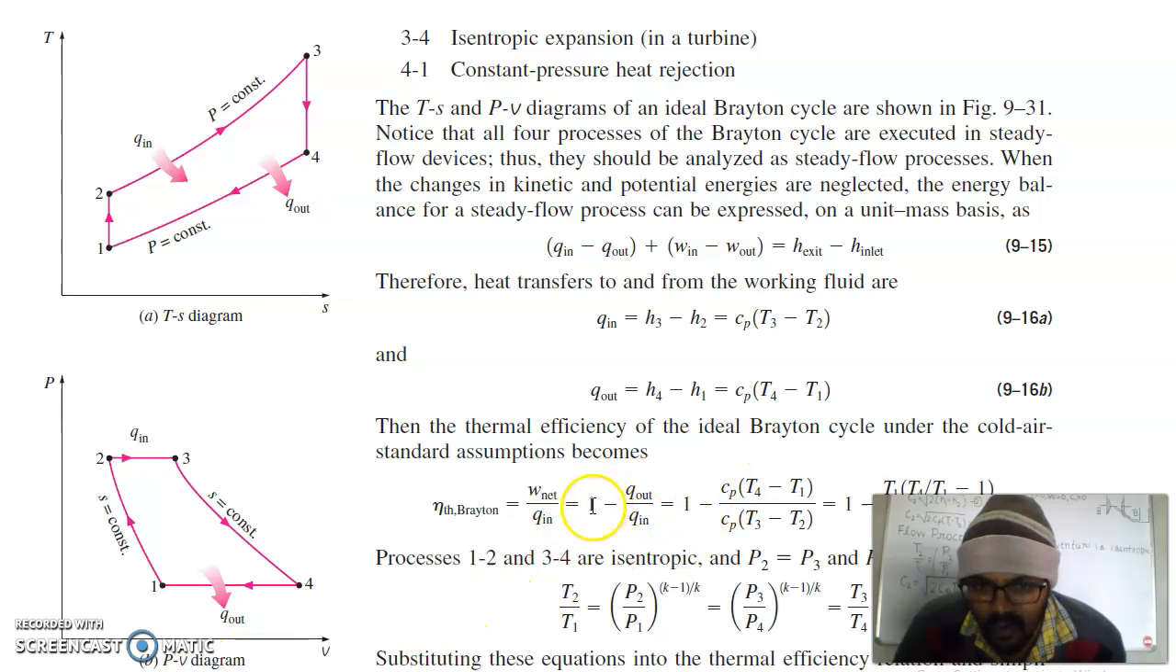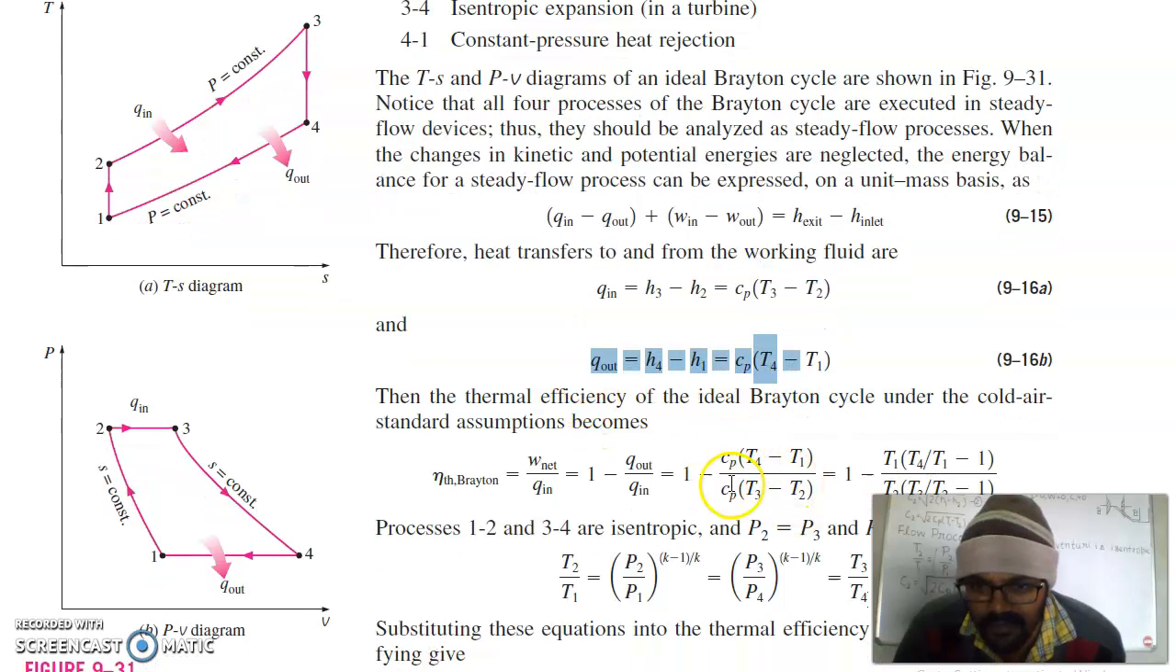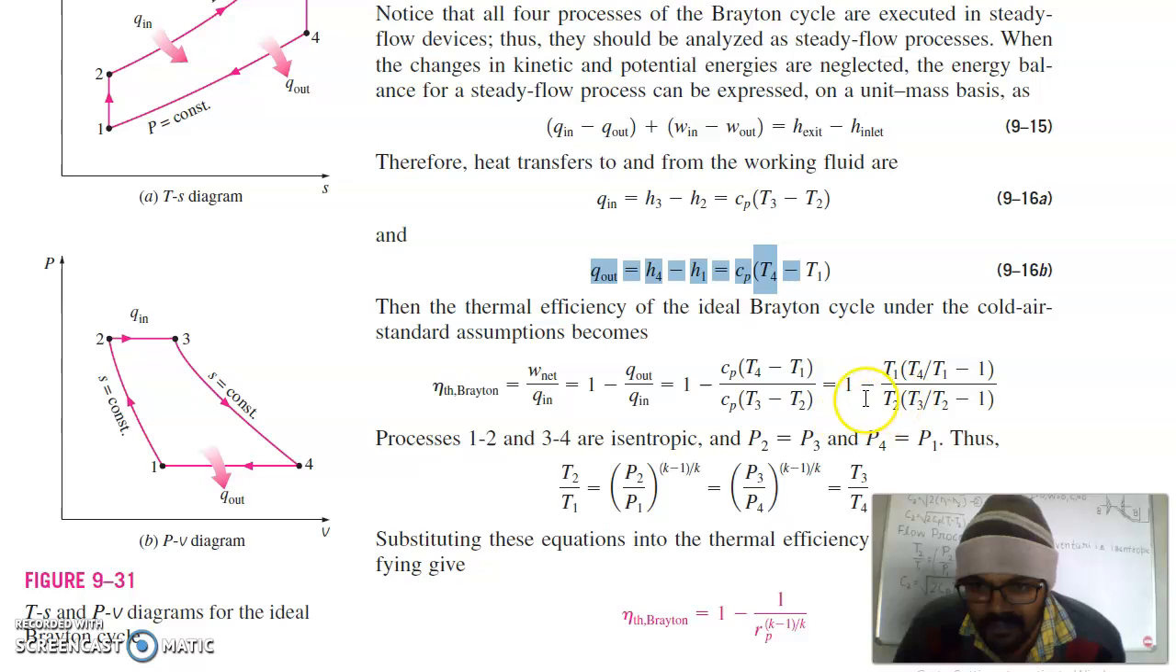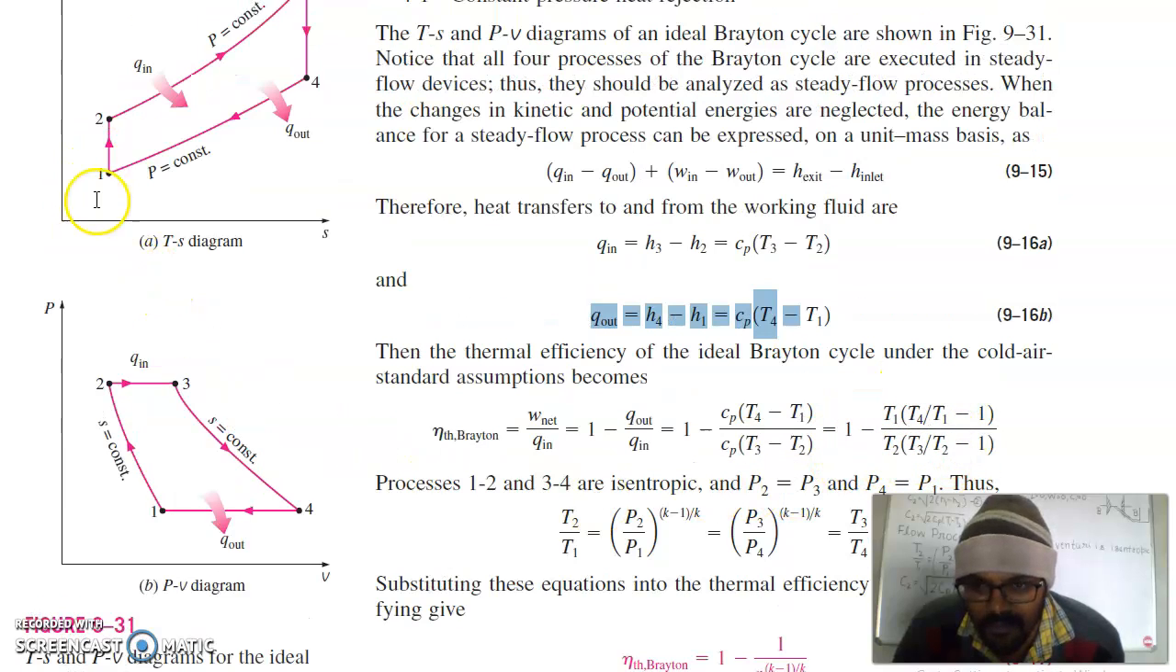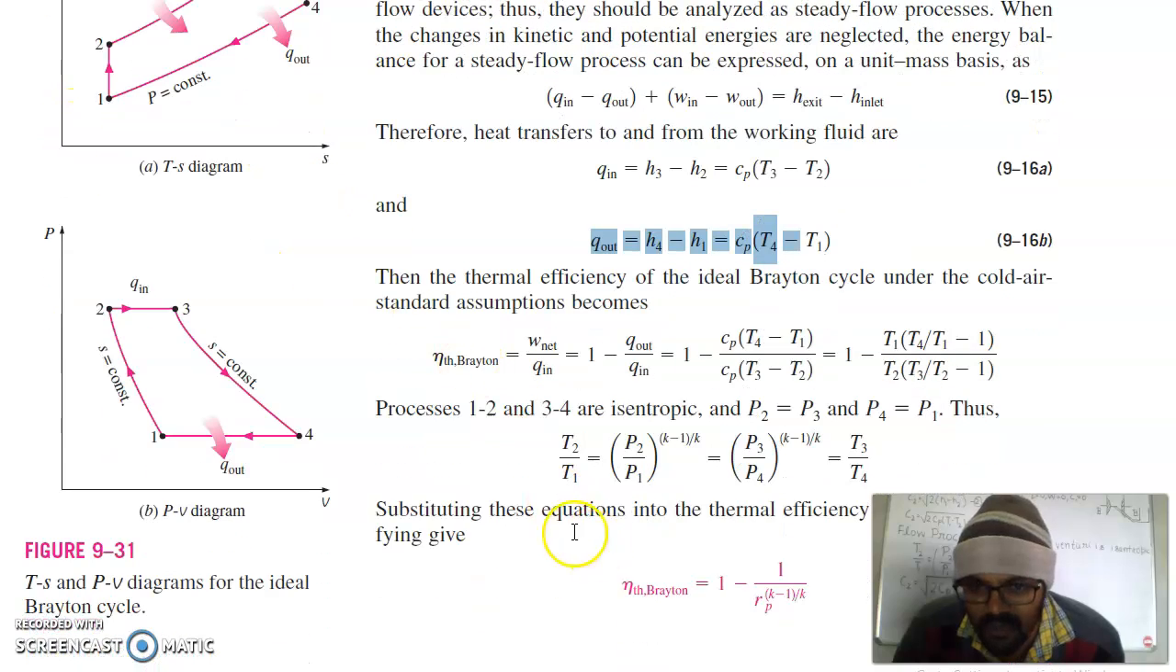So the efficiency of a gas turbine with this Brayton cycle is work net by Q in, or you can say 1 minus Q out by Q in. Q out is given here, Q in is given here. When you divide, this will cancel out, so you have the efficiency in terms of temperature. Because these two processes, 1 to 2 and 3 to 4, are isentropic, you can replace the temperature ratio T2 by T1 with the pressure ratio P2 by P1, or T3 by T4 with the pressure ratio P3 by P4.